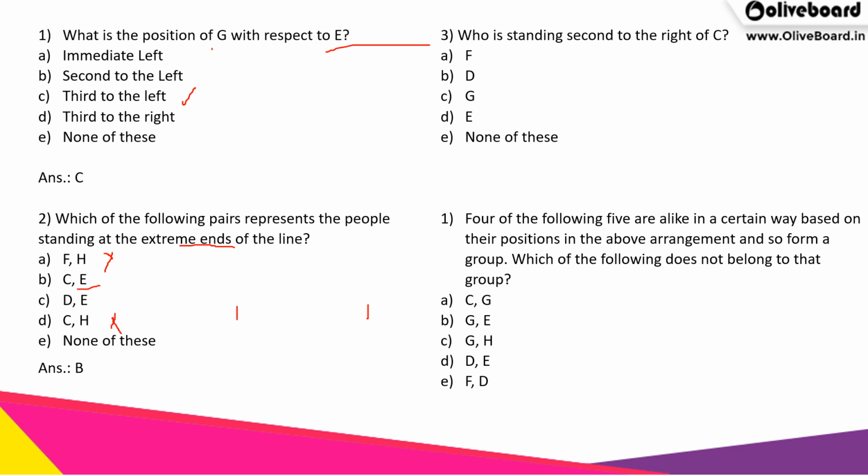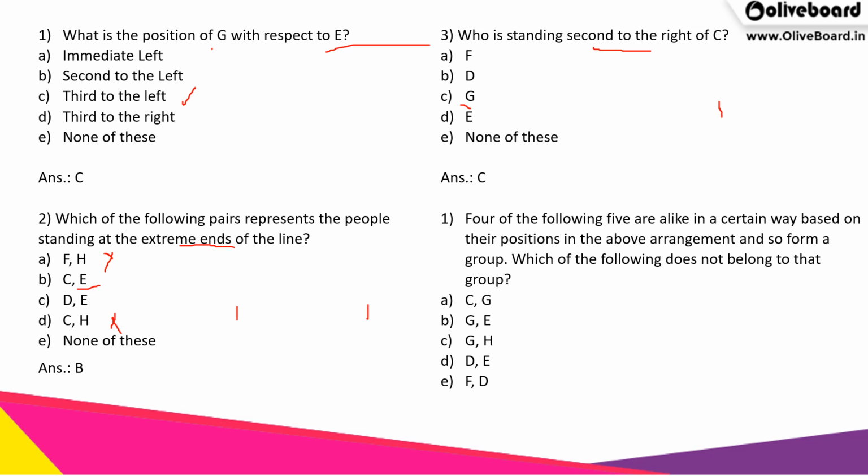The third question is, who is standing second to the right of C? As we know that C is at one of the extreme ends, so second to the right of C is G. So the correct answer here would be C.